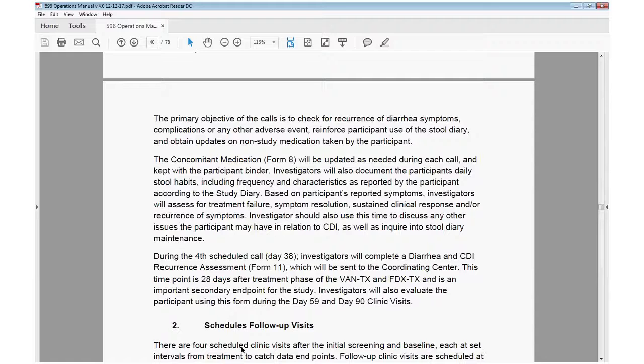During the 4th scheduled call on day 38, investigators will complete a diarrhea and CDI recurrence assessment form 11, which will be sent to the coordinating center. This time point is 28 days after the treatment phase of the vancomycin of all the 3 treatment arms, an important endpoint for the study. Investigators will also evaluate the participant using this form during the day 59 and day 90 clinical visits, as well as the unscheduled visit for recurrence.